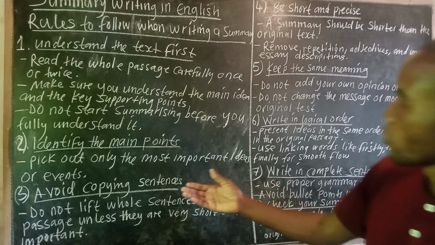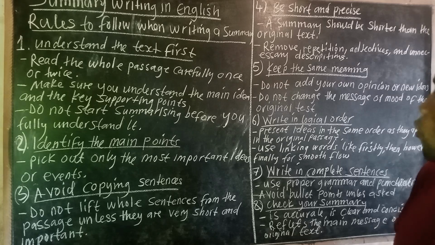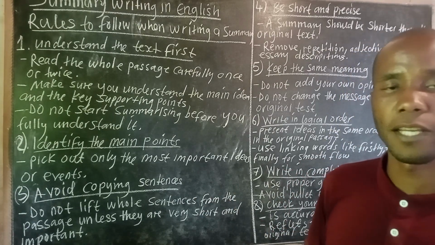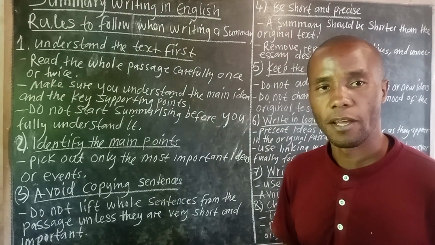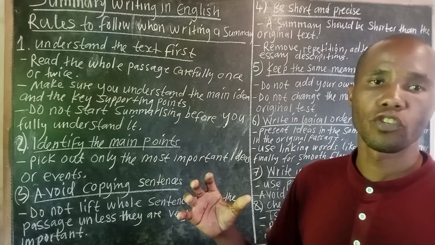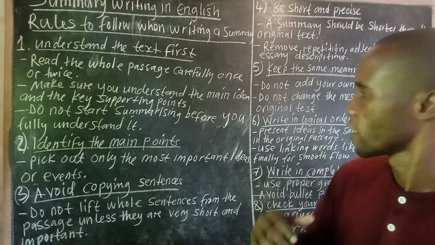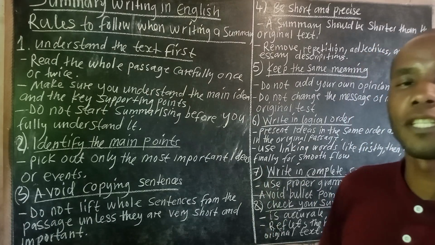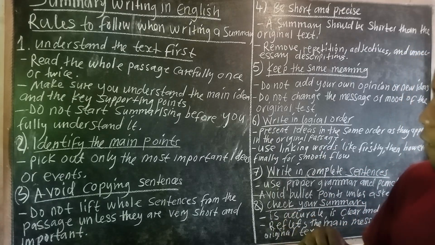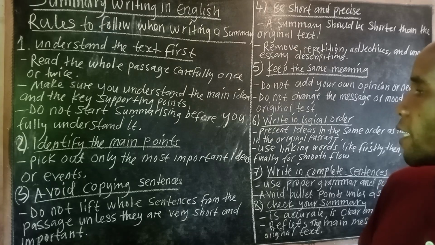Under identify the main points, the first bullet says pick out only the most important ideas or events. It's not about picking everything there, no. That's why it is called a summary. You'll be given the passage, now you are told to summarize. So your job is to just pick out only the most important ideas or events. Pick those.